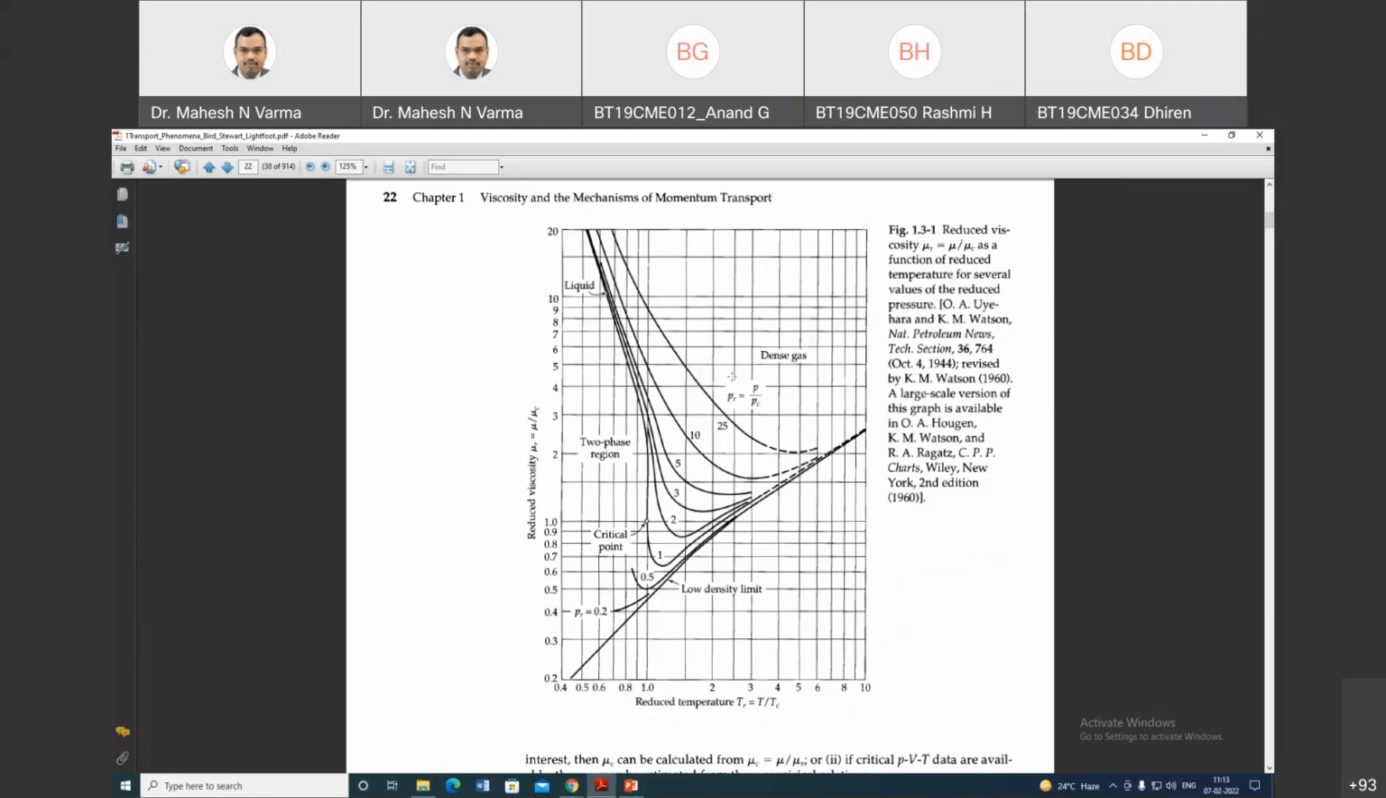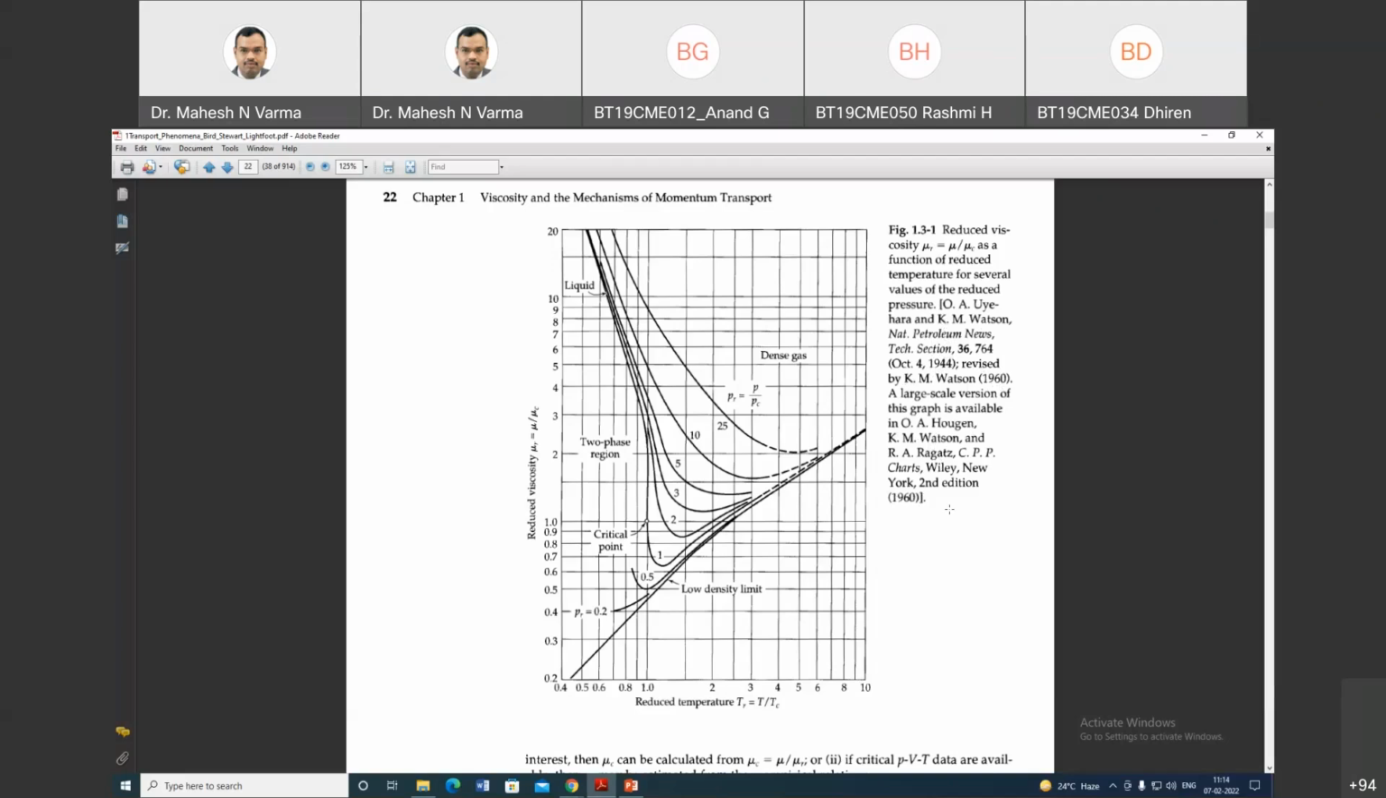Even though this graph looks so simple, you will find so many empirical graphs in your different studies: heat transfer, mass transfer, thermodynamics also. But for getting this graph, you can see here itself, you can say almost 100 years of engineering is there in this one graph. So here itself it is mentioned: K.M. Watson has given it first time in 1994 and revised by K.M. Watson in 1996. Again Roger and K.M. Watson revised this graph in 1960.